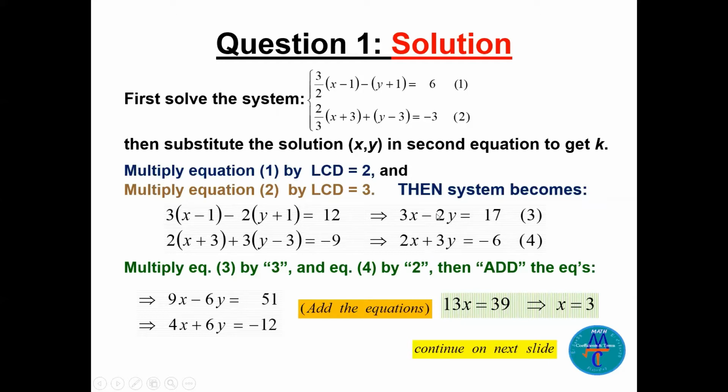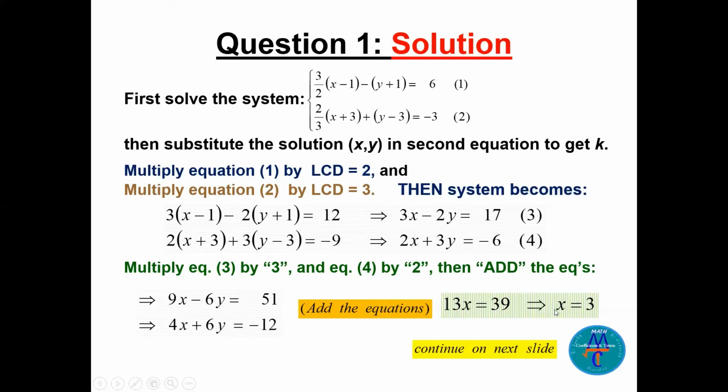So I can cancel the y's because we have minus 2 plus 3. We have to make it the same number in opposite signs, minus 6y as an example, plus 6y. So when you multiply that, you will get this. Add the two equations, you will get 13x, and this will be canceled, is equal to 39. Divide by 13, x will be 3.